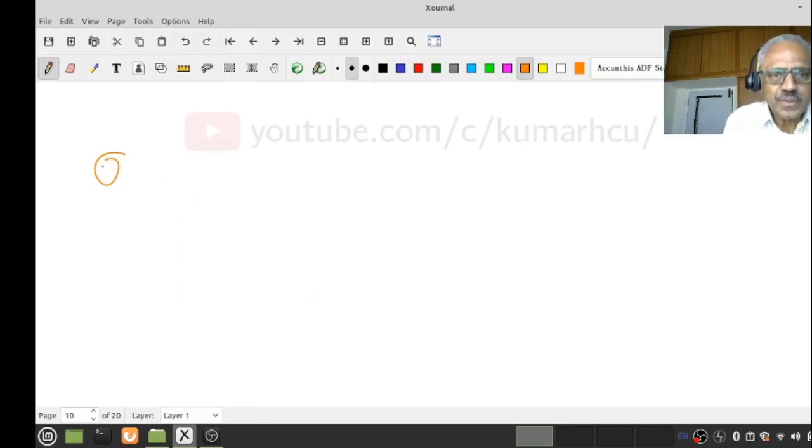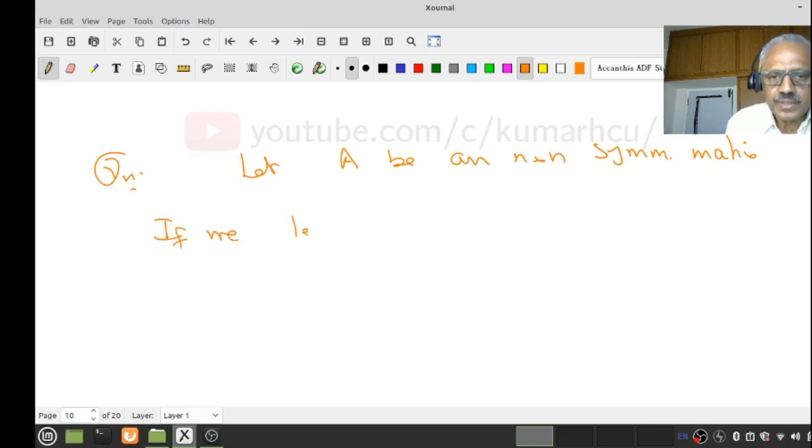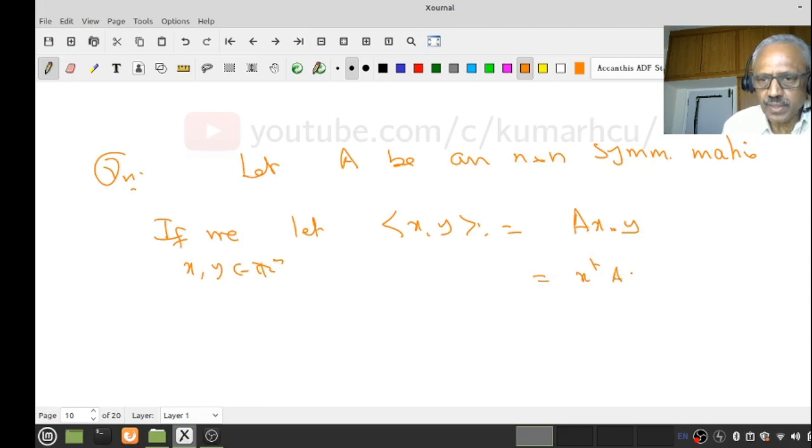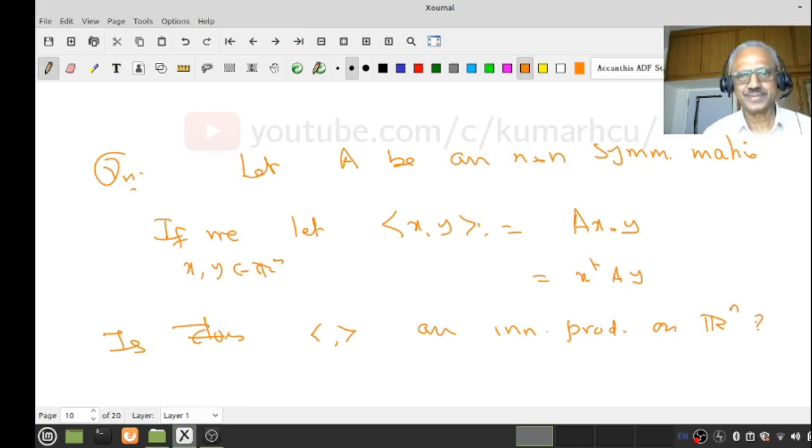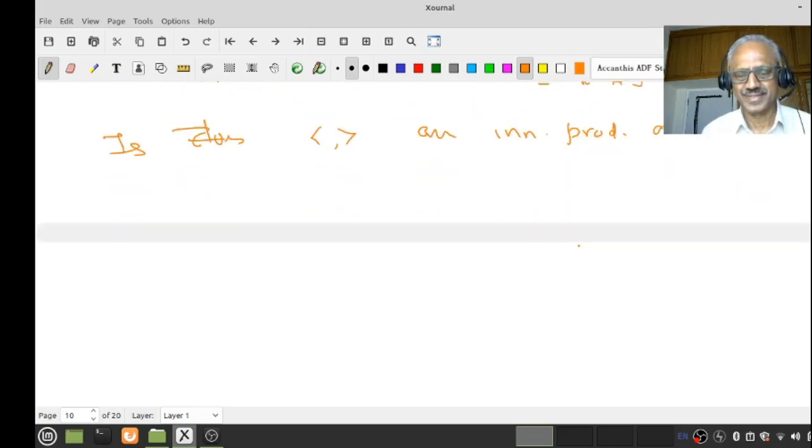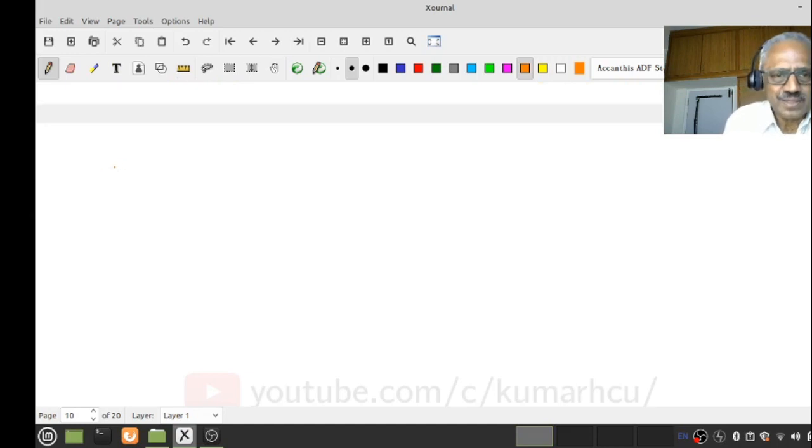Okay, come back. So the obvious question to ask, of course, with real entries: if you let the inner product of x and y, where x and y are of course in Rn, to be Ax dot y, which is X transpose AY, is this an inner product on Rn? Is the question clear? Very good. Okay, now let's look at this, in general the answer is no. This is in general.